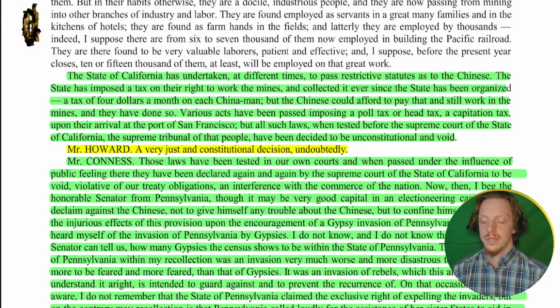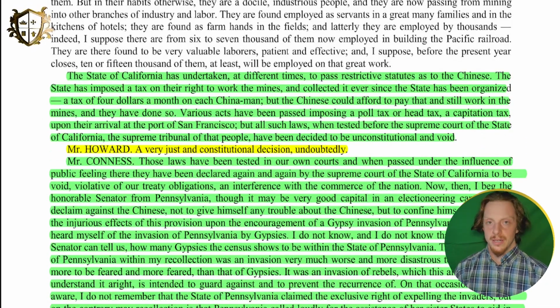Scroll down a little further. He says, and this is where Mr. Howard makes clear his actual intention.